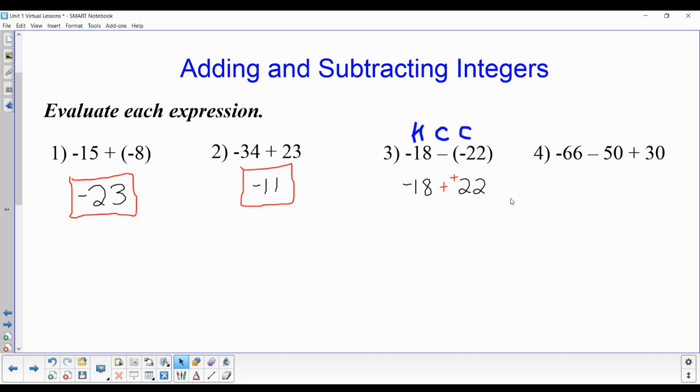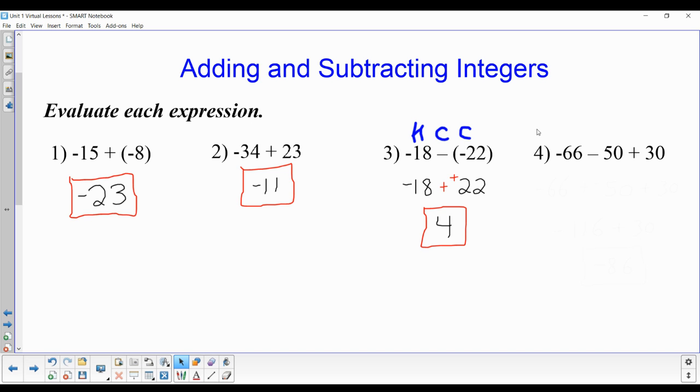Once you do that, now you can use your addition rules. The addition rules always work when you have an addition sign. And for this problem, the signs are different. That means the negative 18 negative tiles and positive 22 positive tiles, the signs are different, you subtract. And since there are more positive tiles, the answer is positive 4.